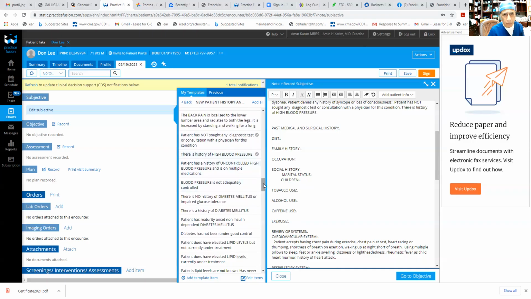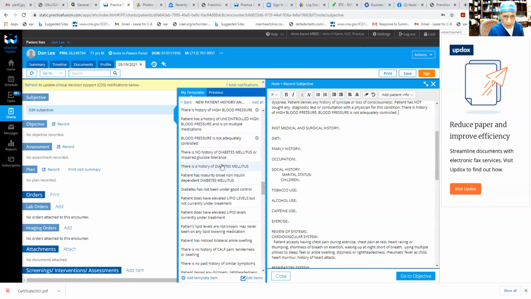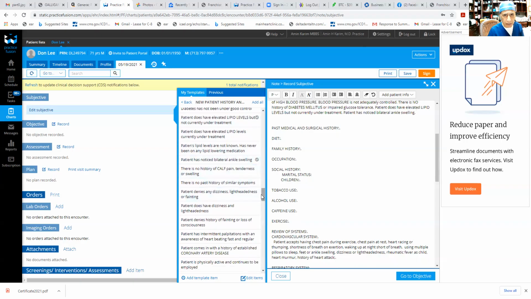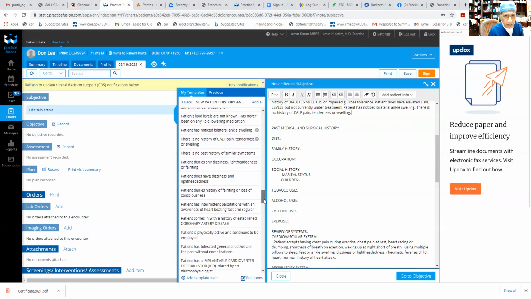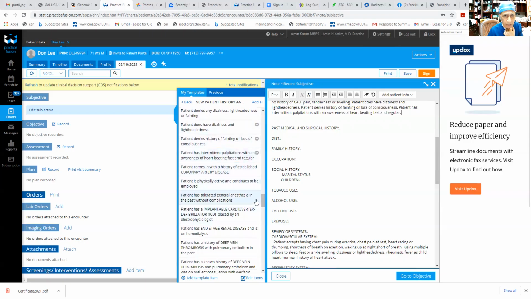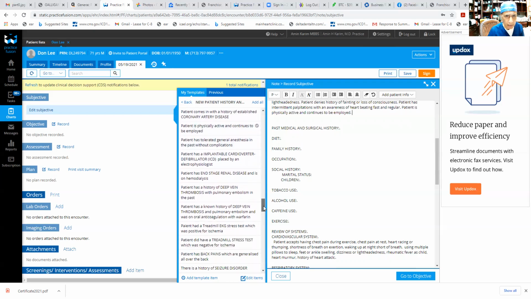Then there is a history of high blood pressure, and the pressure is not adequately controlled. There is no history of diabetes, or there is a history of diabetes, and patient has elevated lipids which are not under treatment, has noticed bilateral ankle swelling. There is no history of calf tenderness. He does have dizziness and lightheadedness, denies fainting or loss of consciousness, has intermittent palpitations, physically active and continues to be employed, and on and on and on.